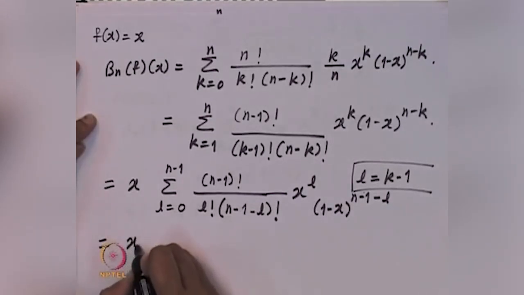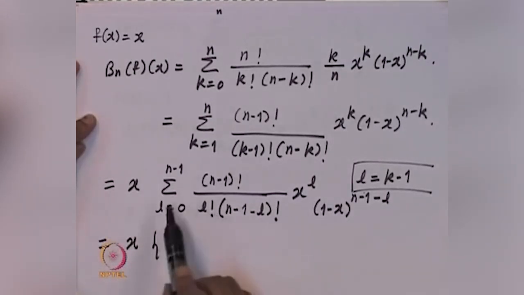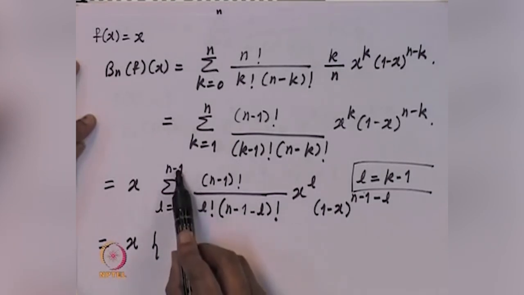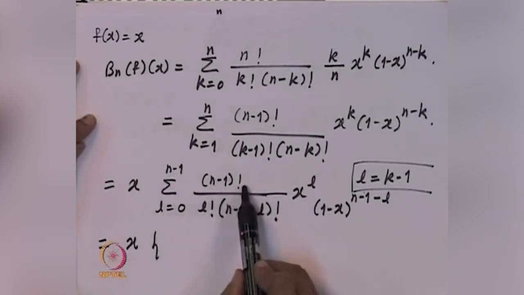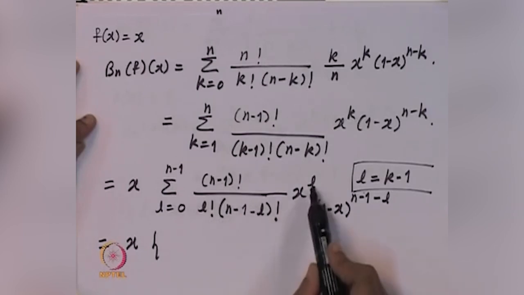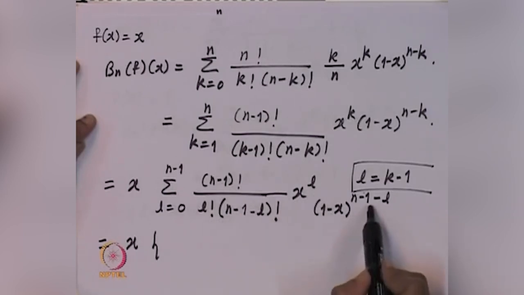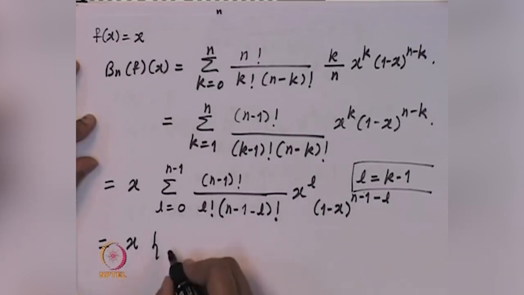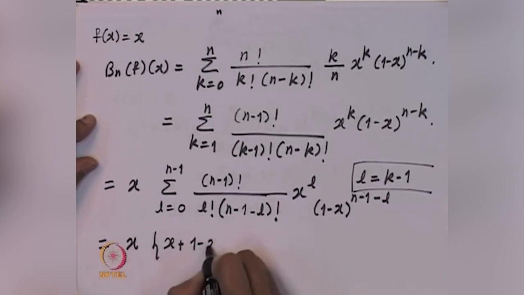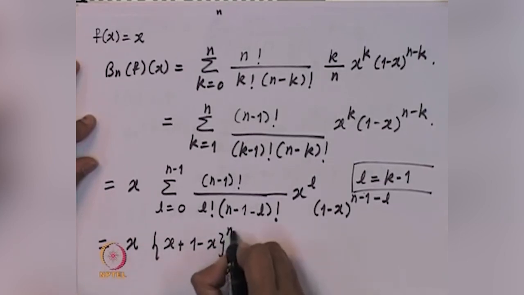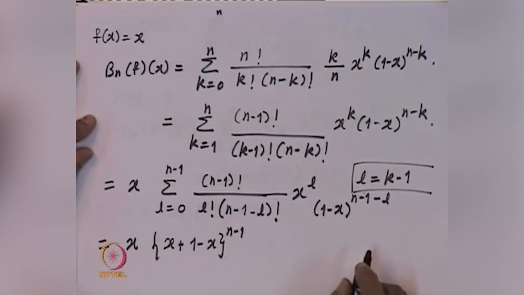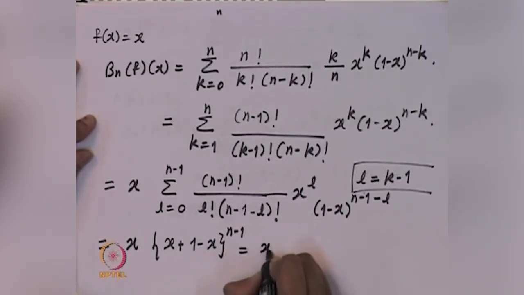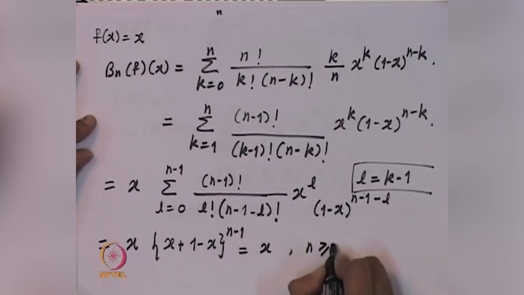So, this is equal to x, and now you have summation L goes from 0 to n minus 1, n minus 1 c L, x raised to L, 1 minus x raised to n minus 1 minus L. So, this is going to be x plus 1 minus x raised to n minus 1, the binomial series expansion. So, it is going to be equal to x. This will be for n bigger than or equal to 1.